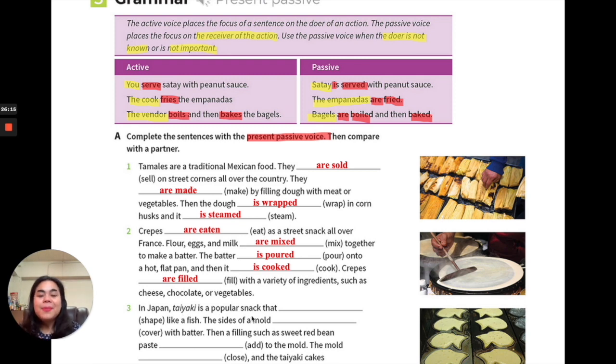So taiyaki is a popular snack that is shaped, to shape something, but in a passive form. Singular, use is: is shaped. When you add ed you say shaped, okay, are shaped like a fish. Now the sides of a mold, confused? Mold is something like this. You see these two, right, in a fish form. The sides of a mold, so both sides, not just one side, the sides of a mold are covered with batter. Are covered, because see, sides is plural so use are, covered with ed.